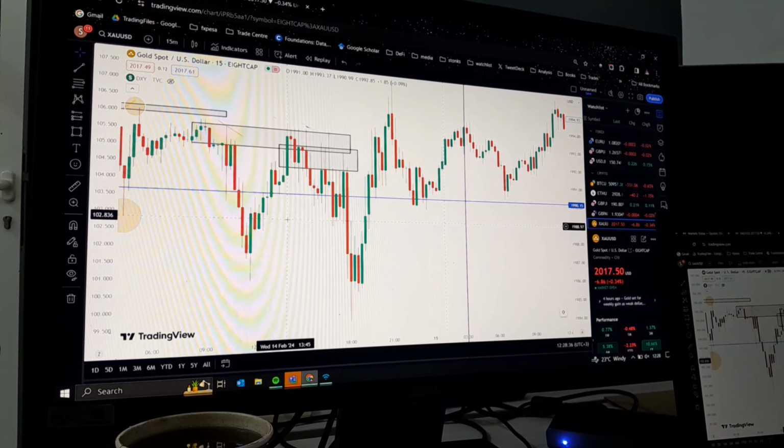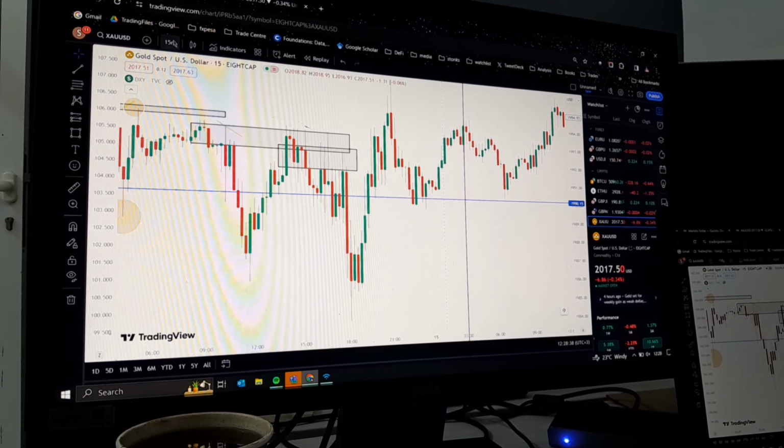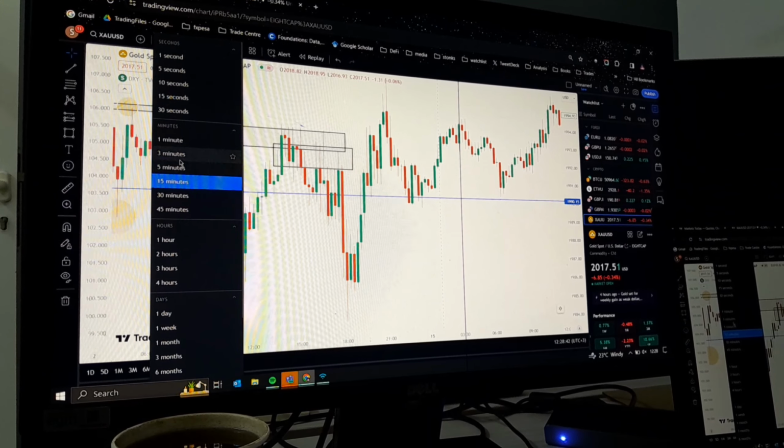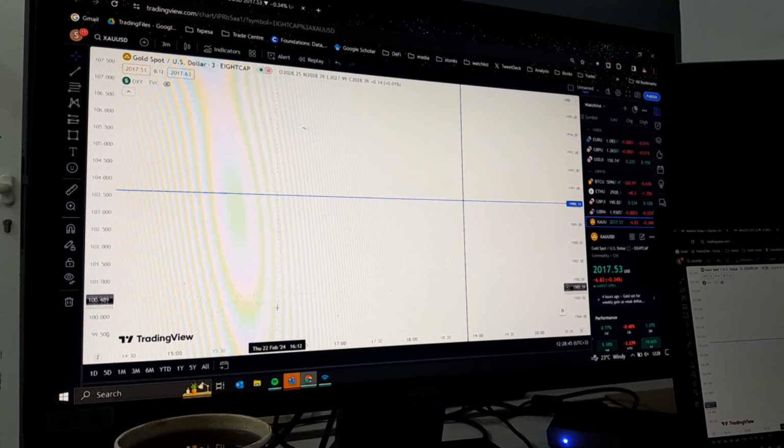Now we are looking for our GP, which is our gold print. We go to the 5-minute or 3-minute. Let's look for it on the 3-minute time frame.